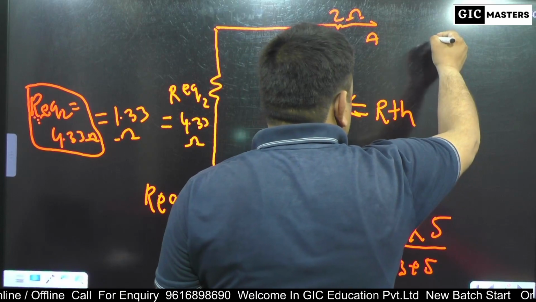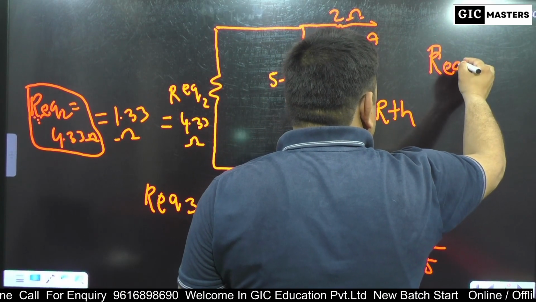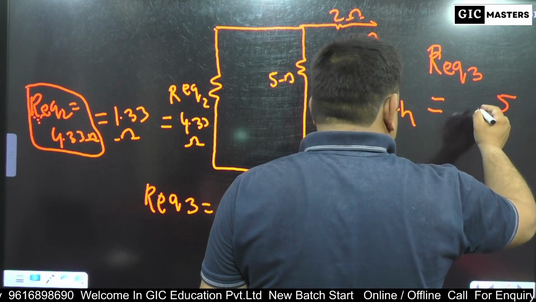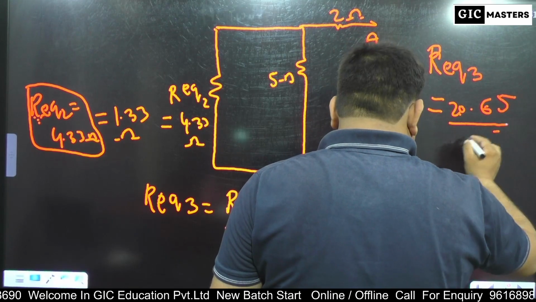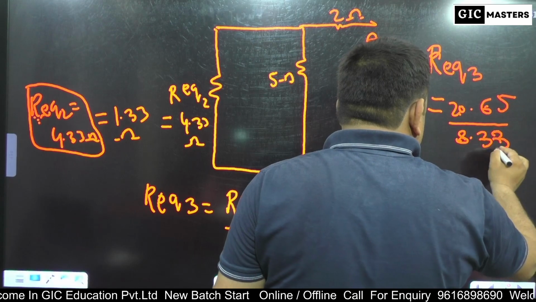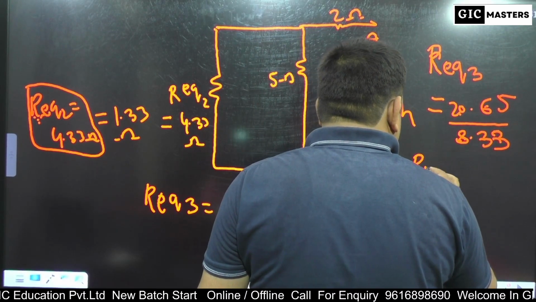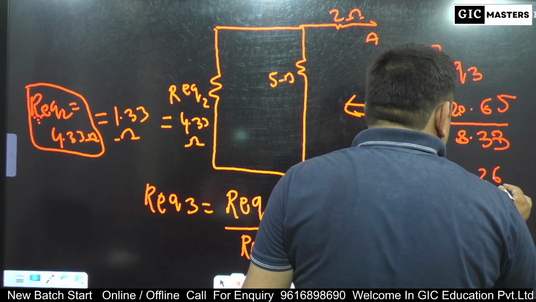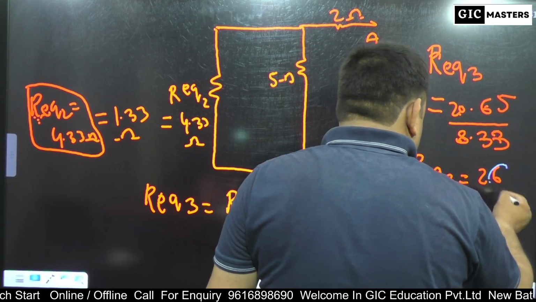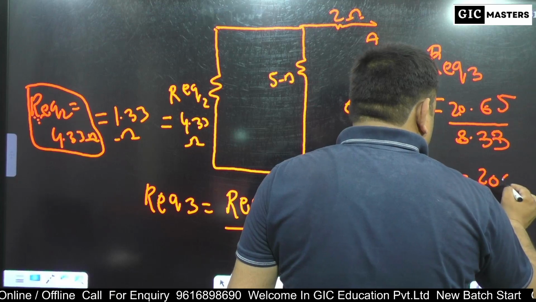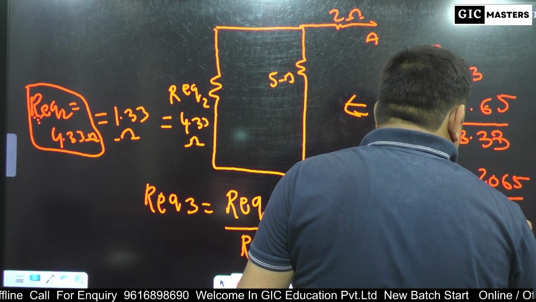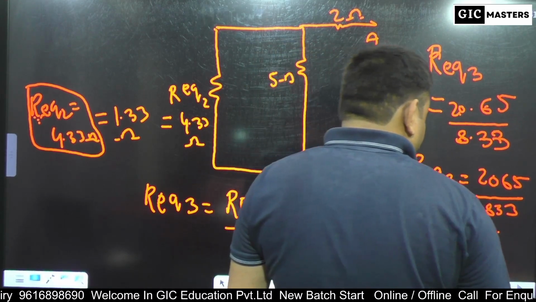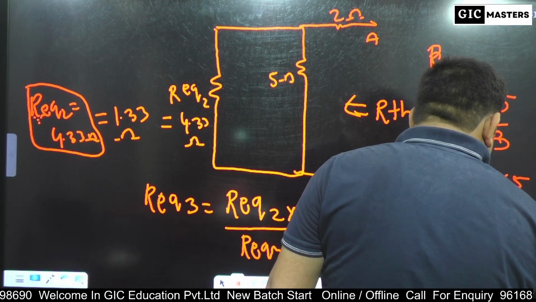So finally R equivalent 3 equals 21.65 divided by 9.33, which is approximately 2.5 ohm.